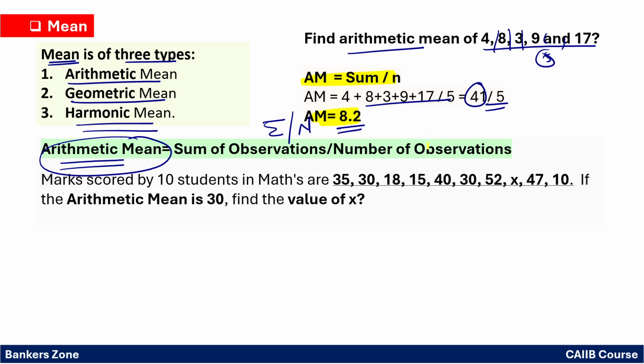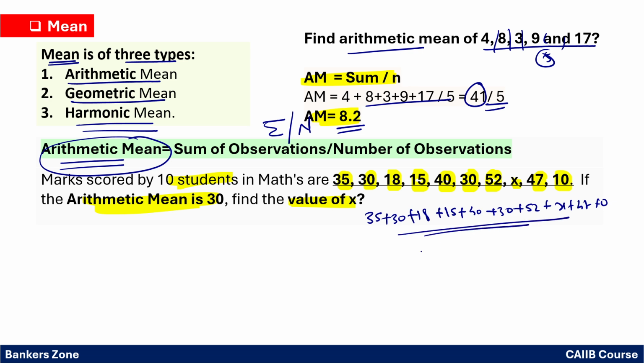Now see, if the question is like this: marks obtained by 10 students in maths are 35, 30, 18, 15, 40, 30, 52, x, 47 and 10. If the arithmetic mean they have given is 30, find the value of x. Now it is again very simple, right? So what you have to do? Very simple. See, 35 plus 30 plus 18 plus 15 plus 40 plus 30 plus 52 plus x plus 47 plus 10. So total you have to do. You will get around 277, right? So 277 plus x, this will be the total.